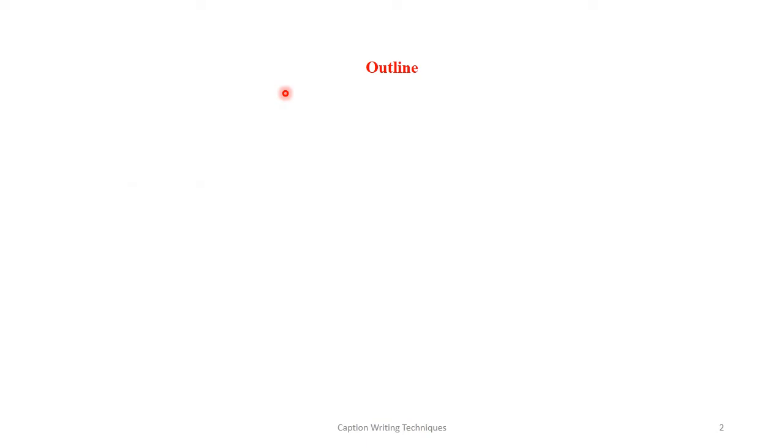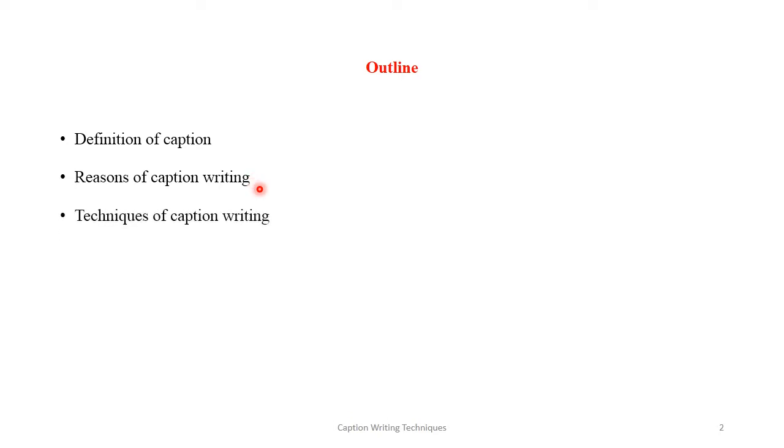Outline of today's presentation, let's have a look at it. First of all, we are going to define the very concept of caption. We will elaborate what caption means. So in part 1 we are going to define it. Then in part 2 we are going to discuss various reasons associated with caption writing, and why it is necessary to write a caption with a photograph. And then in the third part, we are going to discuss numerous techniques of caption writing. It will be a practical activity.